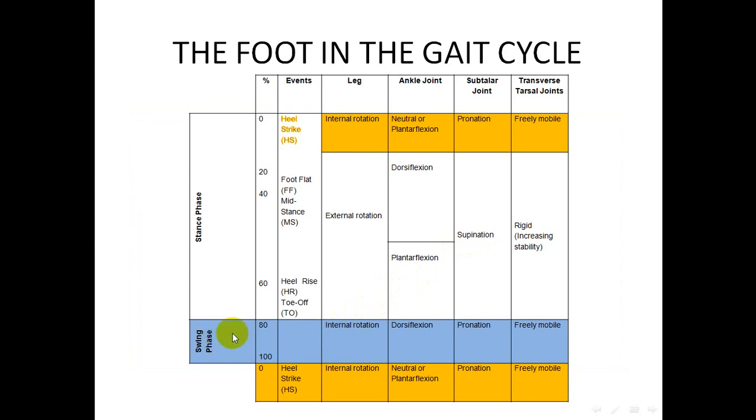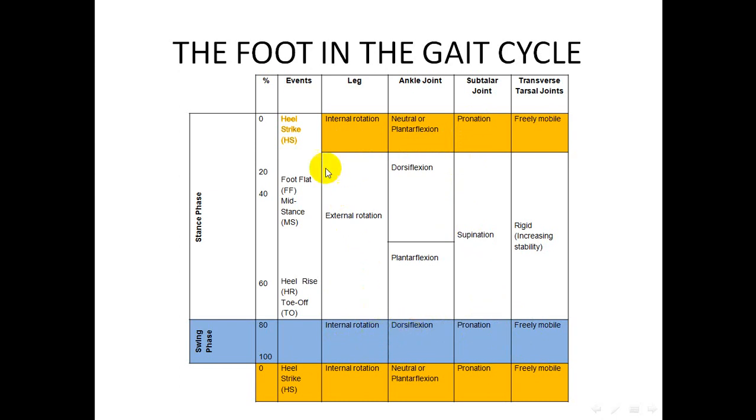The blue shade is the swing phase. So in the swing phase, the leg is internally rotated, as we mentioned. So the subtalar joint will be pronated, the transverse tarsal joint will be unlocked and freely mobile, and the ankle is in dorsiflexion.